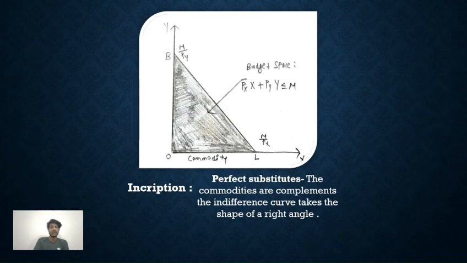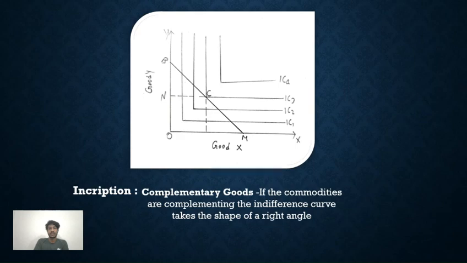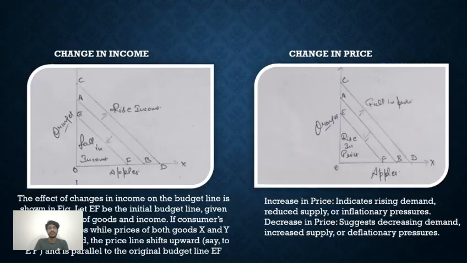Here is the graphical representation for perfect substitutes. The commodities are substitutes. The indifference curve takes the shape of a straight line. Here, for complementary goods, if the commodities are complements, the indifference curve takes the shape of a right angle.